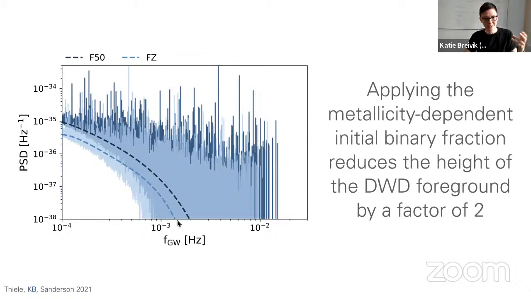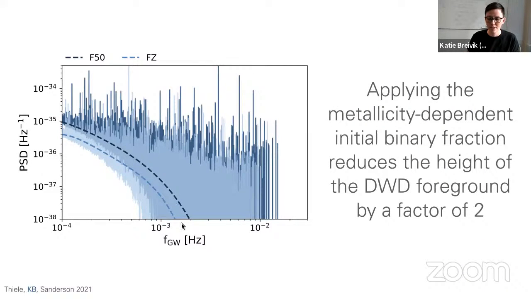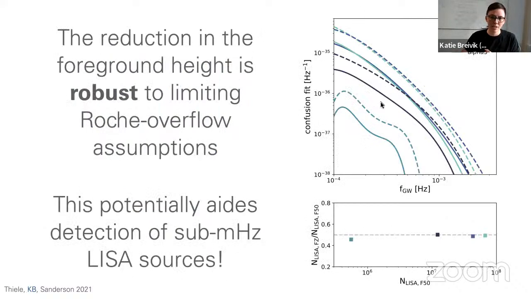We were actually expecting to study the resolved population, and really what our results ended up showing us was that the resolved population doesn't care too much about the binary fraction, but the foreground really cares a lot. We also expanded our study to include several limiting Roche overflow assumptions in our binary evolution model. And what we're showing here is the fit for several different models. The solid lines, again, are the metallicity-dependent binary fraction. The dotted lines are for a 50% binary fraction, and these are just limiting cases.